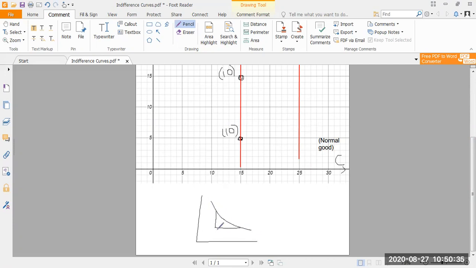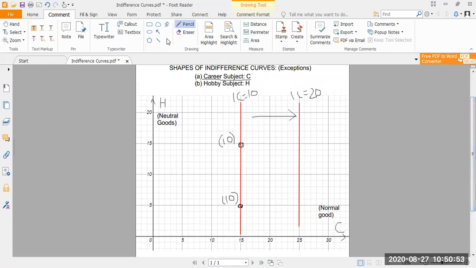So if I reduce the consumption of good y, I need to increase the consumption of good x in order to compensate for the loss in utility due to the loss in the amount of good y consumed. That is what essentially allows me to stay on the same indifference curve. But if you come to the diagram that I have here, when I'm decreasing the marks obtained in my hobby subject, I need not compensate myself with increasing marks in the normal good.